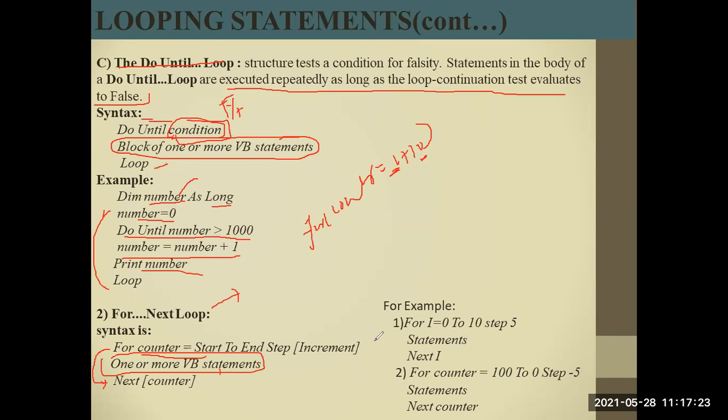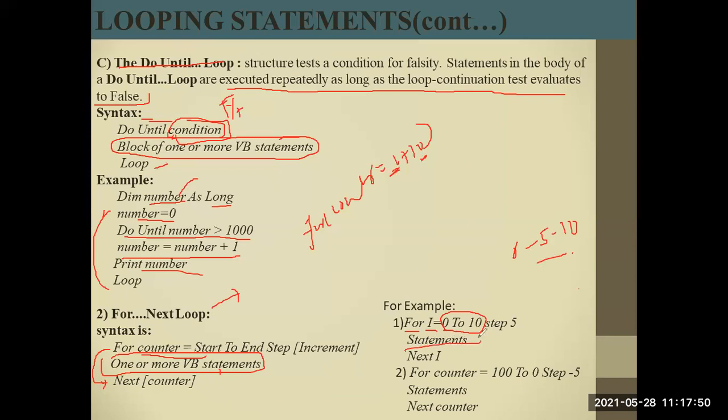Let us understand how the example works. Now, for is a keyword. I'm using a variable called I from 0 to 10. That means we are going to execute from 0 to 10. Step 5 means it will be incremented by 5. The first time it's 0, next time it will be 5, next time it will be 10. The incremented value will be like that.